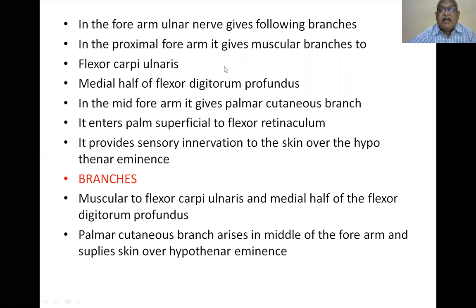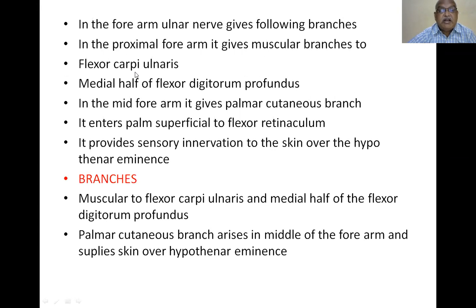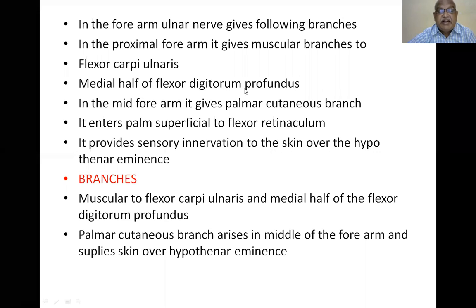In the forearm, ulnar nerve gives the following branches. In the proximal forearm, it gives muscular branches to the flexor carpi ulnaris and medial half of flexor digitorum profundus. In the mid forearm, it gives palmar cutaneous branch. It enters the palm superficial to flexor retinaculum. It provides sensory innervation to the skin over the hypothenar eminence.